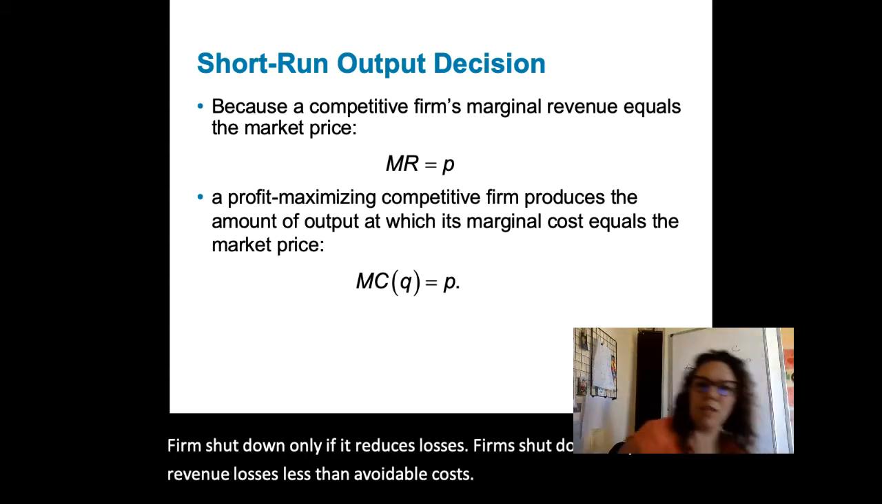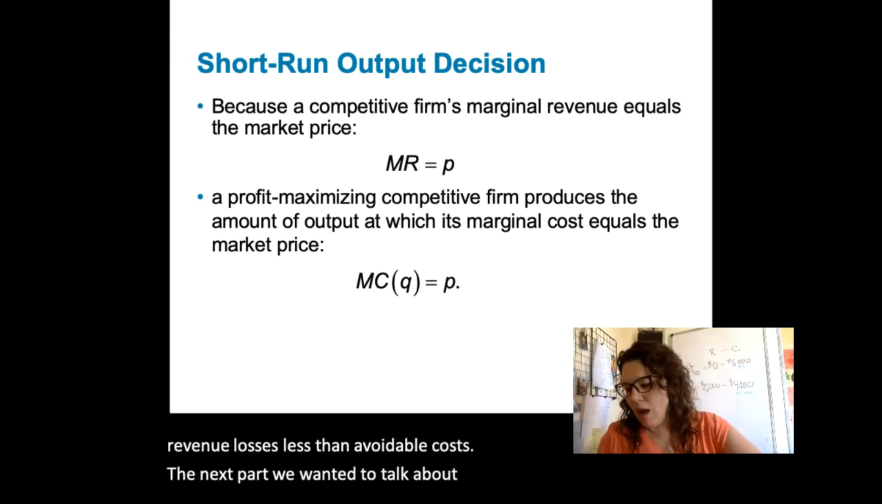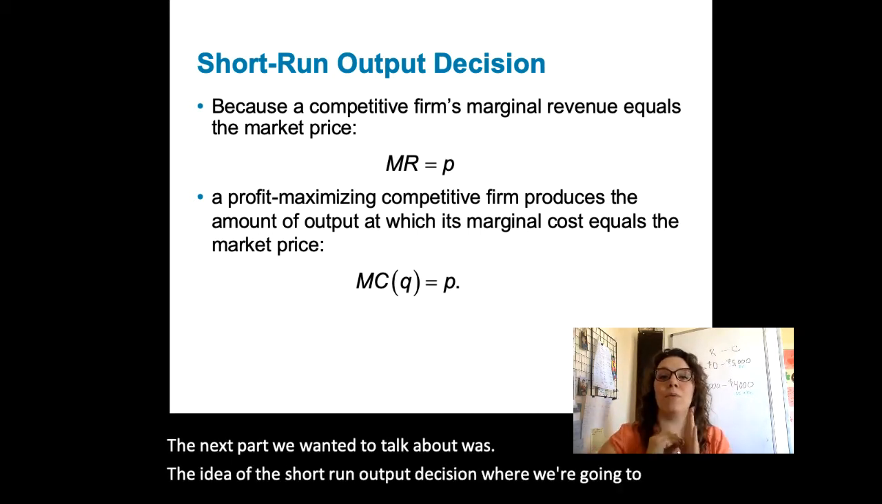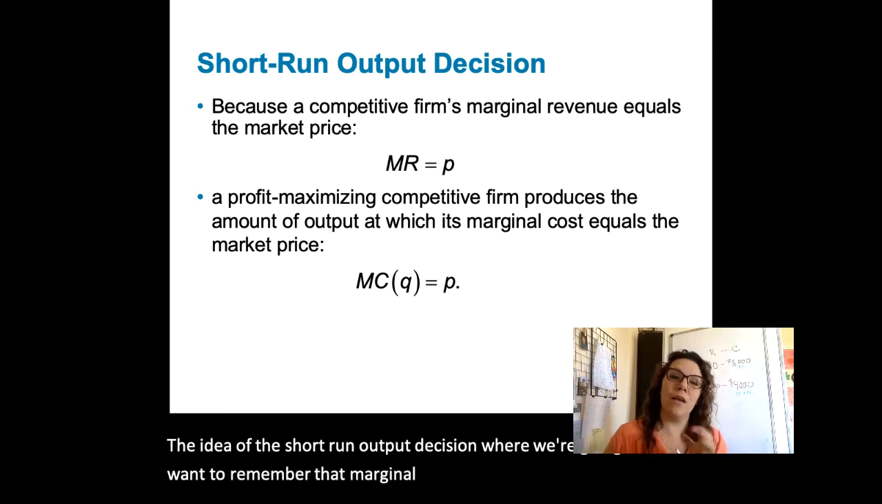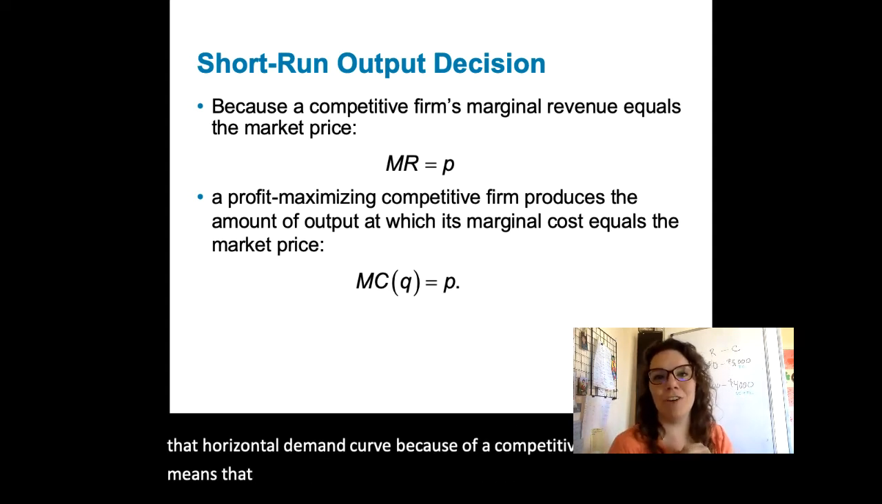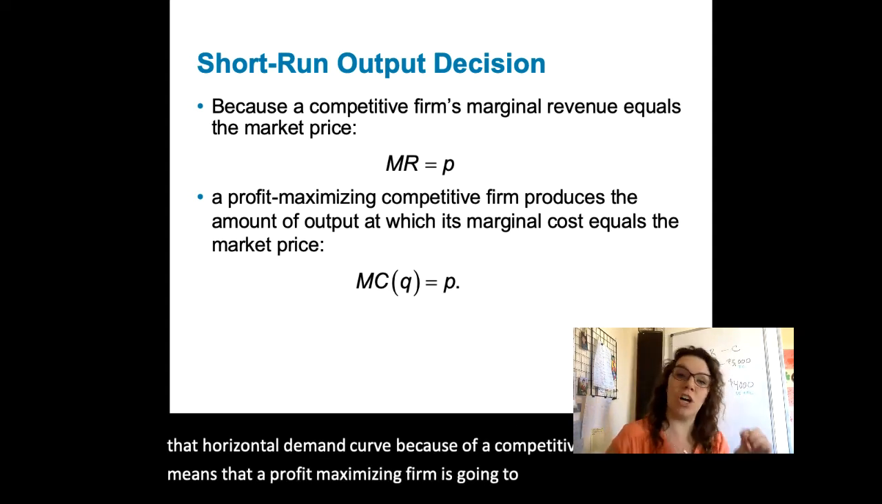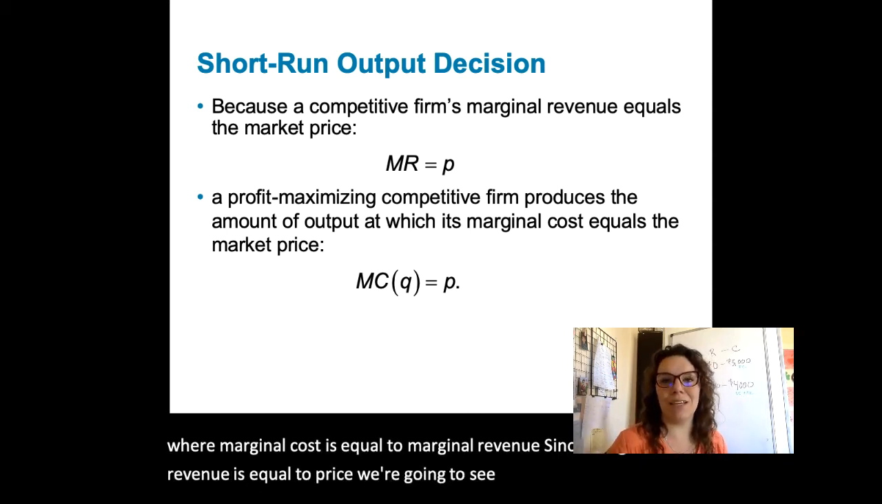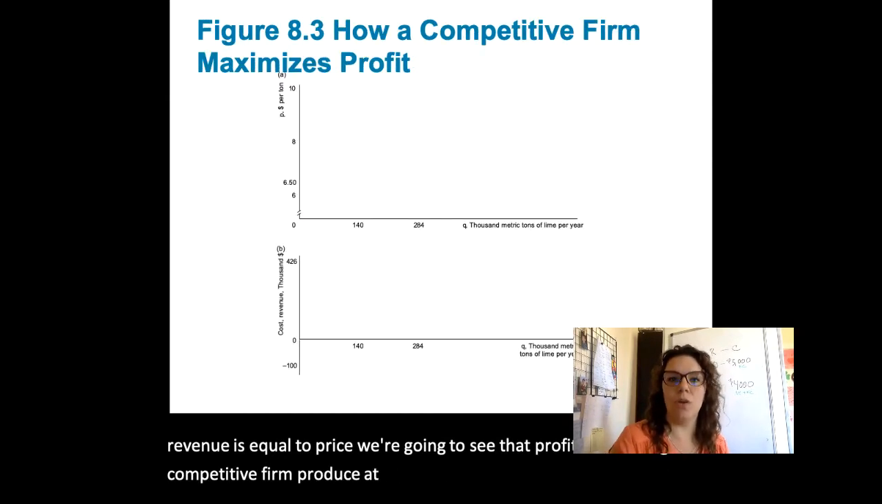The next part we wanted to talk about was the idea of the short run output decision, where we want to remember that marginal revenue is equal to price because of that horizontal demand curve, because of a competitive market. That means that a profit maximizing firm is going to choose to produce where marginal cost is equal to marginal revenue. Since marginal revenue is equal to price, we're going to see that profit maximizing competitive firm produce at marginal cost equal to marginal revenue.